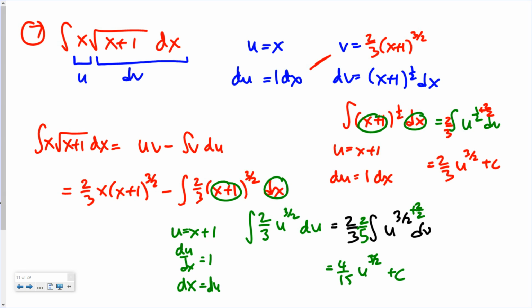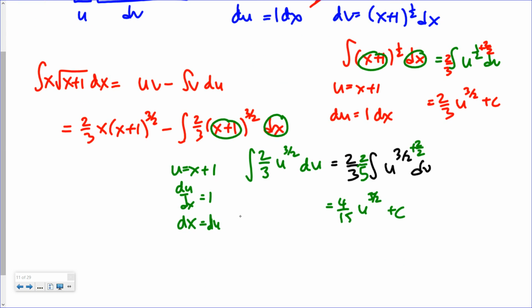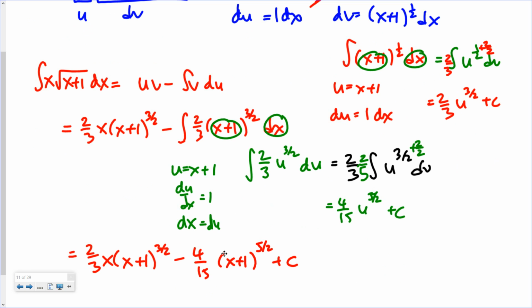And I don't have to put C here right away. I just add C at the end. And so when I rewrite the answer to this problem, it is 2 thirds x times the quantity x plus 1 raised to the 3 halves minus, there's that minus sign, this integral solved. So that's 4 over 15, but my u is really x plus 1 raised to the 5 halves plus C. And there is another answer for this same problem.